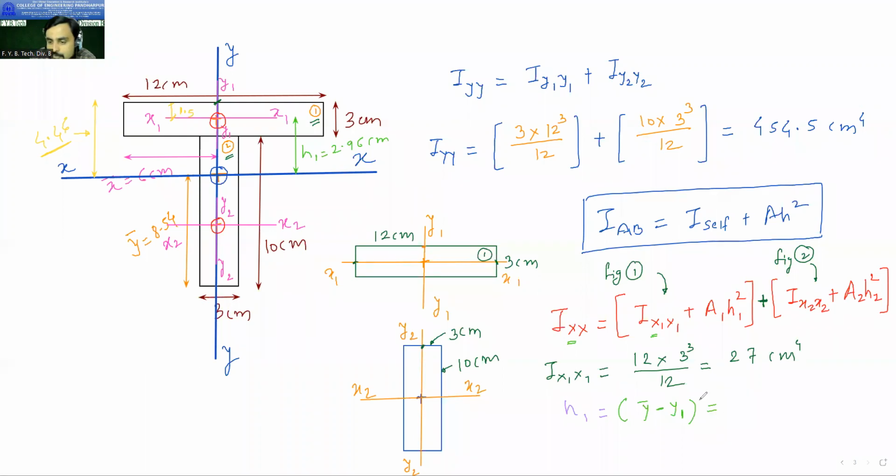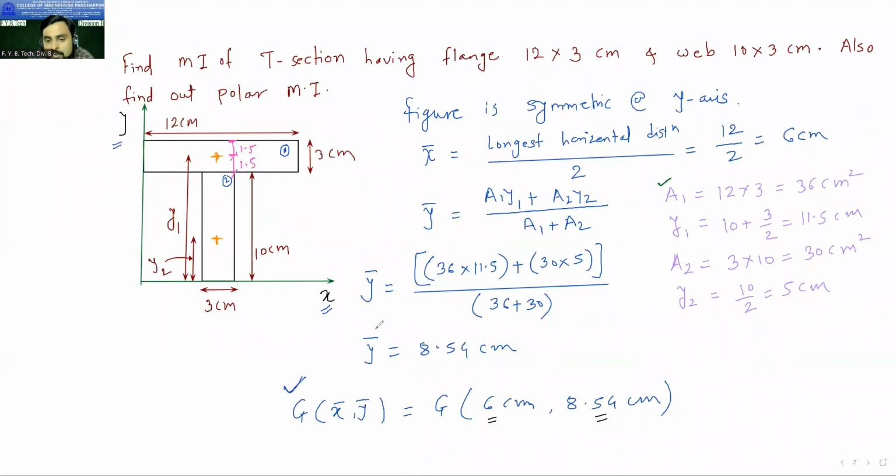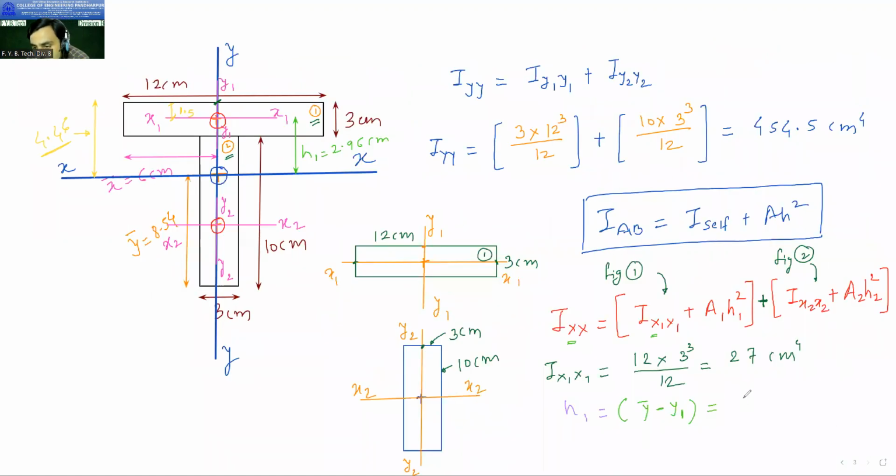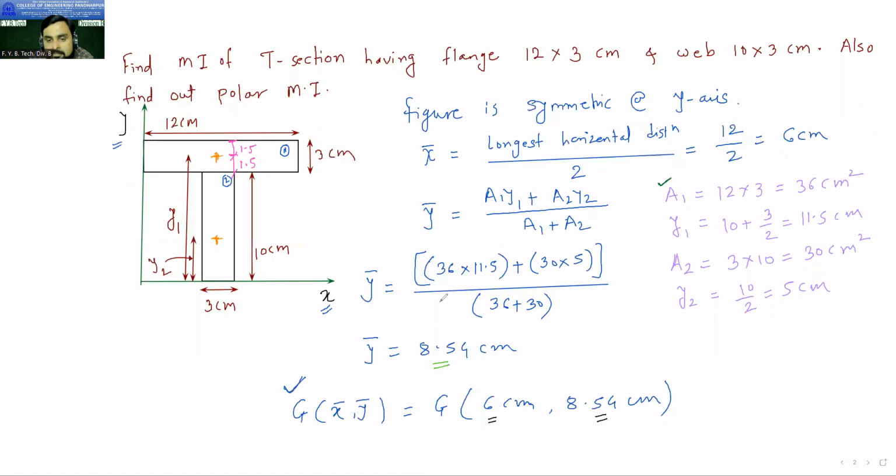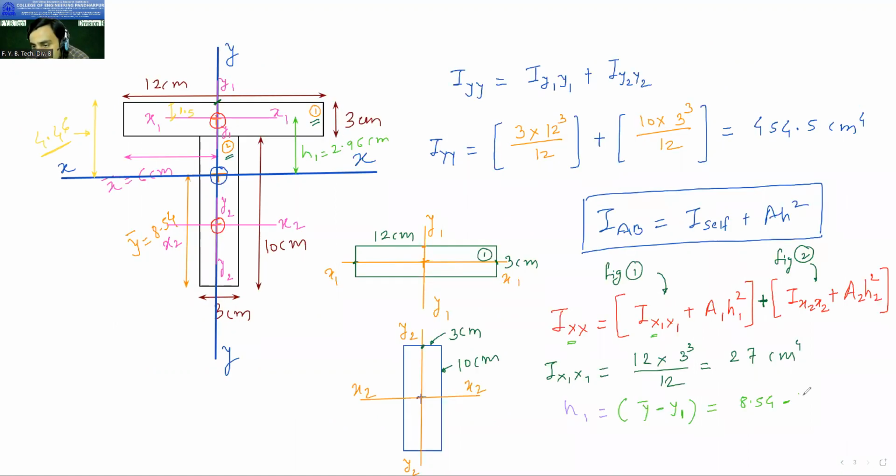आता इथं y बार मायनस y1 करून बघू. y बार ची व्हॅल्यू किती काढली आपण? 8.54. लिहा इथं 8.54 y बार आहे मायनस y1 ची व्हॅल्यू किती आहे आपली? y1 इथे आहे बघा, किती आहे? 11.5. 11.5 करा मायनस 11.5 किती येत आहे? मायनस 2.96 आलं का?